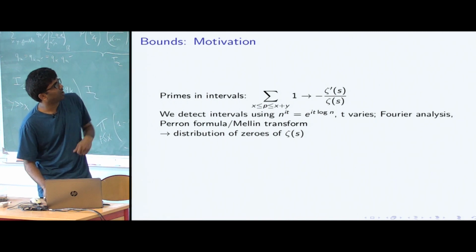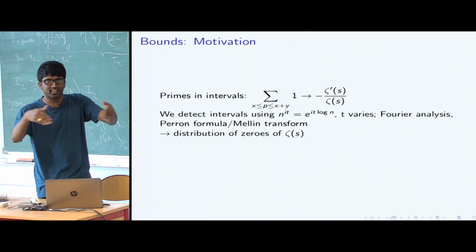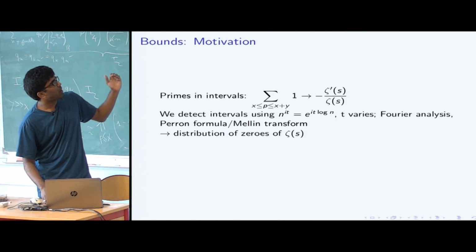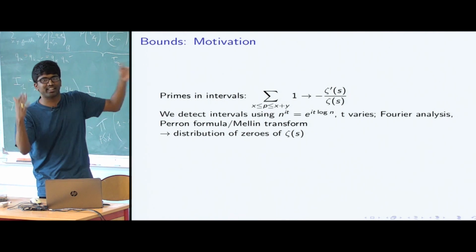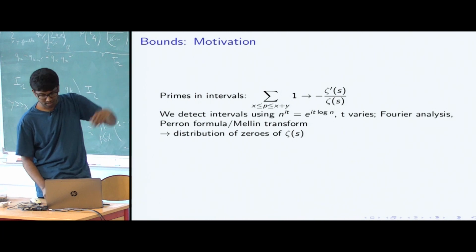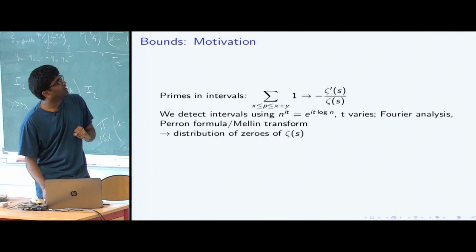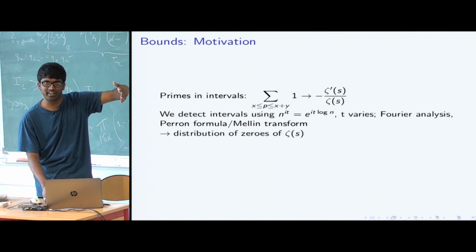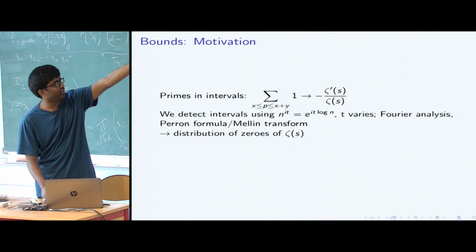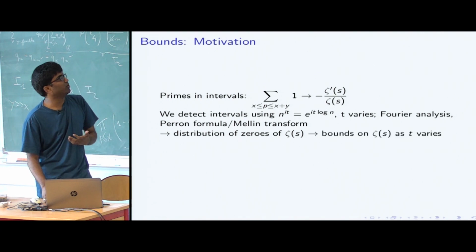So Fourier analysis, or multiplicative Fourier analysis called the Mellin transform, comes up in detecting these intervals. So you want to understand this relation. What does it mean for a prime to be in between x and x plus y? That is detected by this n to the it, and then you transfer the problem to understanding this logarithmic derivative of the zeta function. And to understand the log derivative, you need to understand its singularities. And we have seen that the singularities of the log derivative are exactly at poles and zeros of zeta. So we want to understand the distribution of zeros of zeta.